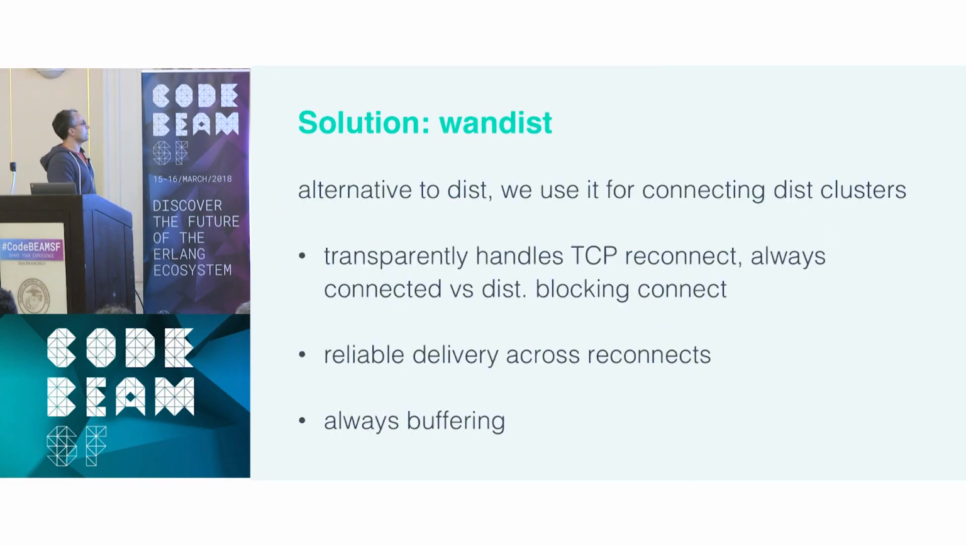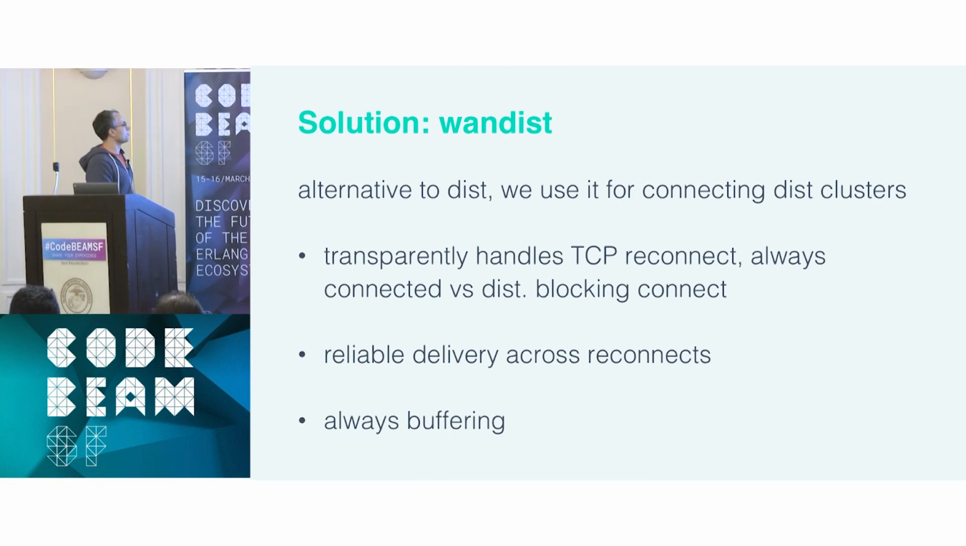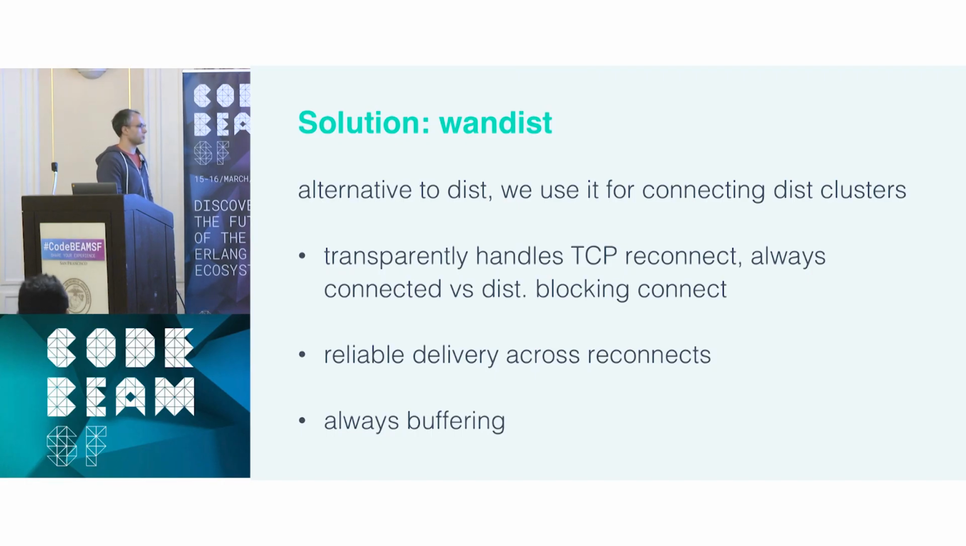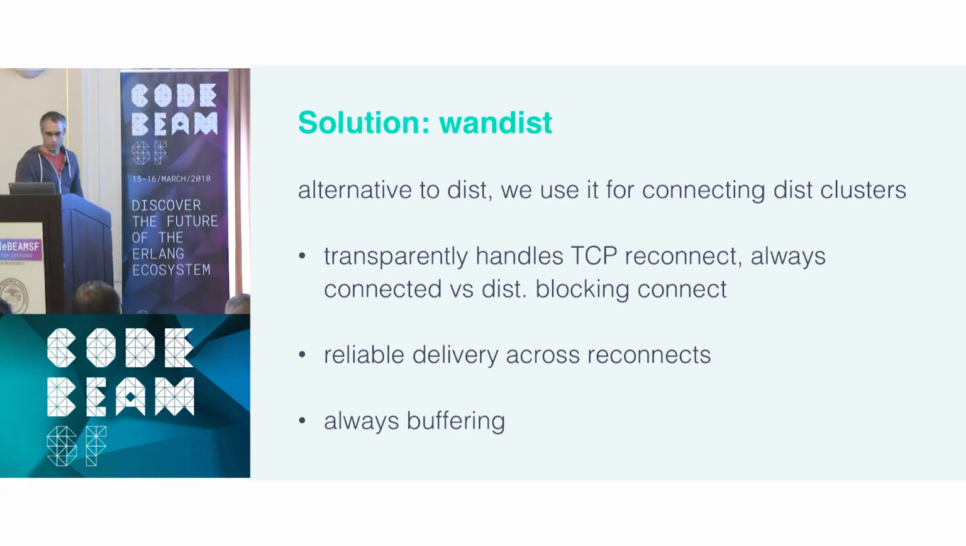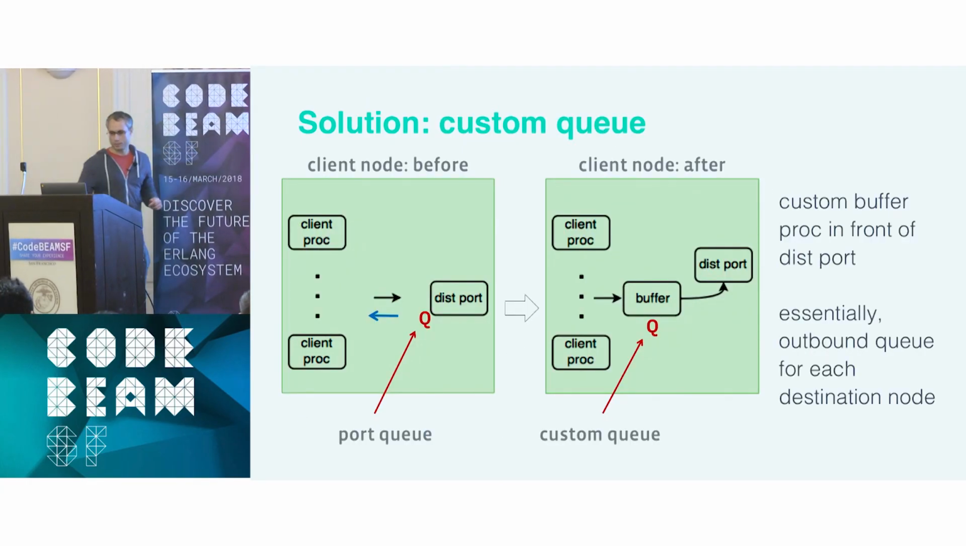Here's another solution. It's called wandist. The primary use case for wandist, which I'm going to mention later, is that we use it for connecting dist clusters with each other. But it has some nice properties. It transparently handles TCP reconnect, unlike dist. Dist disconnects, and then it could block the whole system trying to reconnect. It provides reliable delivery. It can detect black-holed TCP connections, and because of that, it has to do buffering, which is essentially what this custom thing does, but it does it by default.